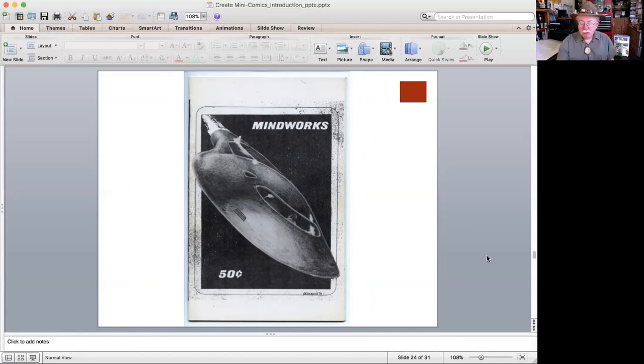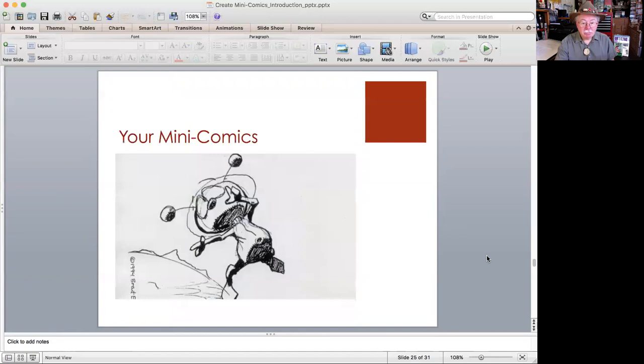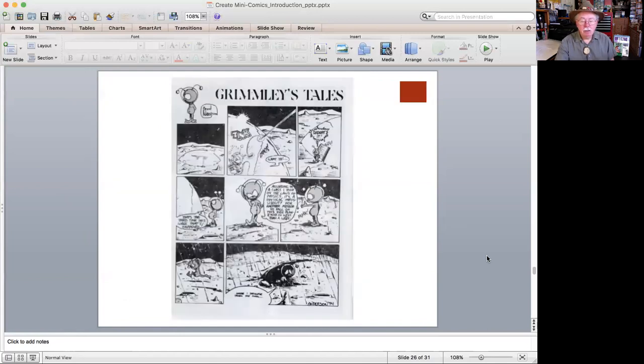And this is the cover of the first issue, the only issue of my first fanzine called Mindworks. I wasn't calling them mini comics yet. I wouldn't do that until later. This is Grimly. He was a character I created who was basically me, a little spaceman character stranded on a planetoid all by himself. And I produced a number of strips for Venture Magazine and for my fanzine Mindworks about his little adventures.